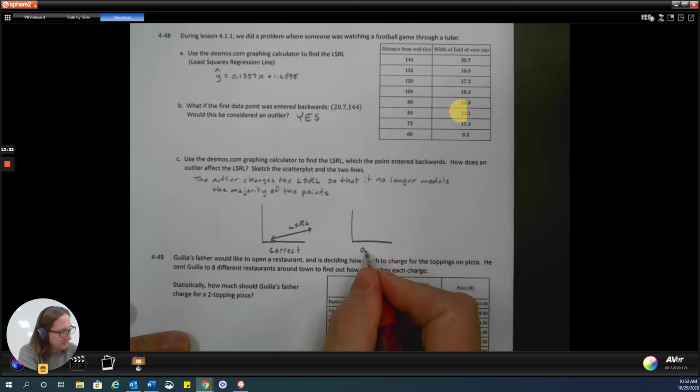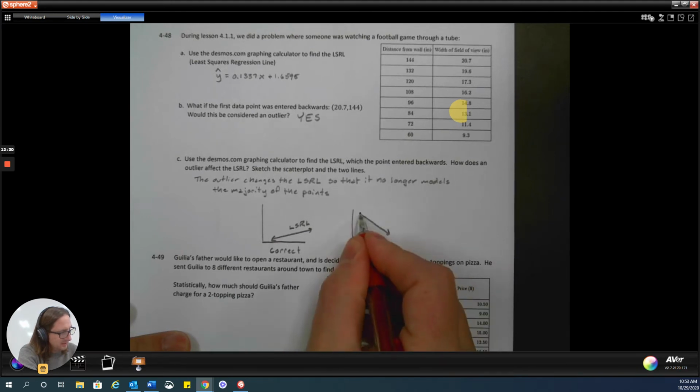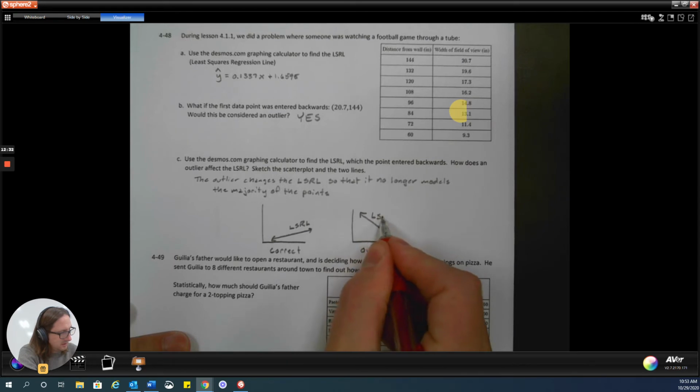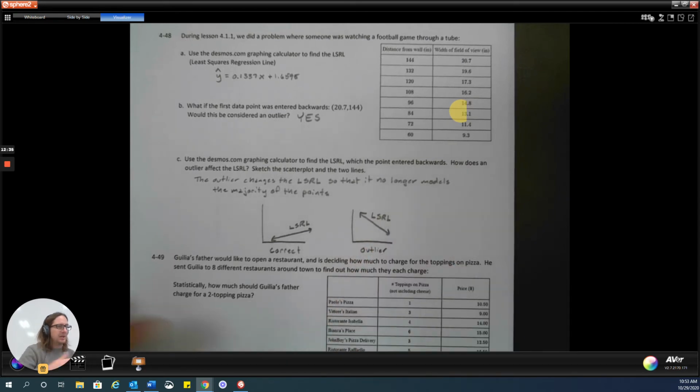When we had the outlier, we saw that all of a sudden now the line is actually a decreasing line instead of increasing, and it's no longer reflecting what the majority of the points are saying should happen. So here we see outliers are bad news for our least squares regression line. They make our line, our model really, so that it doesn't really make any sense anymore. All right, next part.